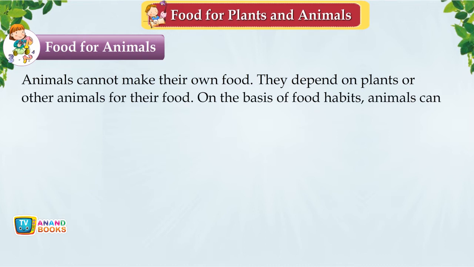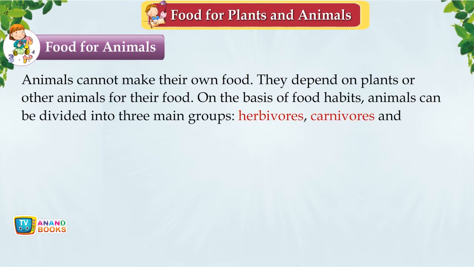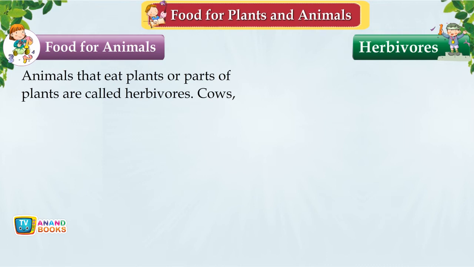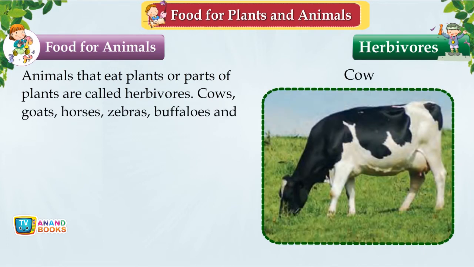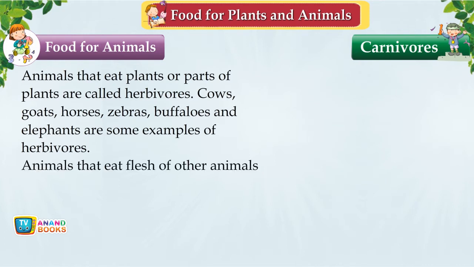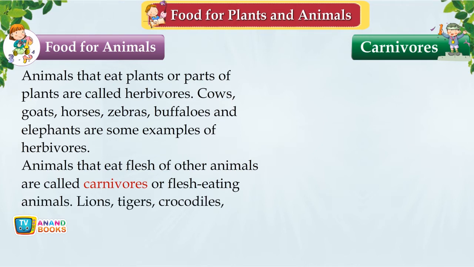On the basis of food habits, animals can be divided into three main groups: herbivorous, carnivorous, and omnivorous. Herbivorous. Animals that eat plants or parts of plants are called herbivorous. Cows, goats, horses, zebras, buffaloes, and elephants are some examples of herbivorous. Carnivorous. Animals that eat flesh of other animals are called carnivorous or flesh-eating animals.